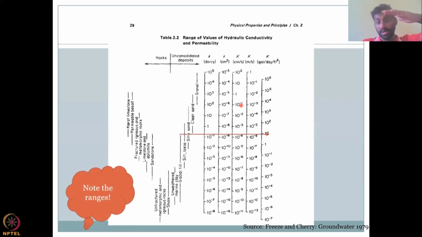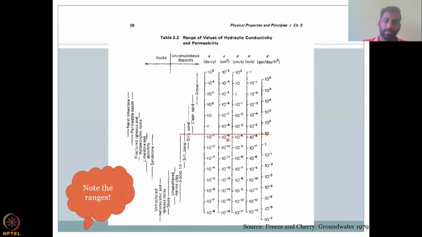The range is big. And why is the range big? For example, in silty sand, the range is from 10 power minus 5 to 10 power minus 1. So that is 4 orders of difference. And that is because of the mixture, the combination of your silty sand could be different, and also the management of the land could be different. But either way, it falls within this band.